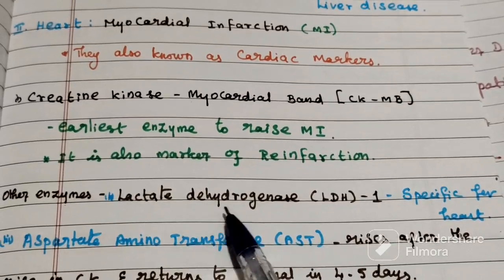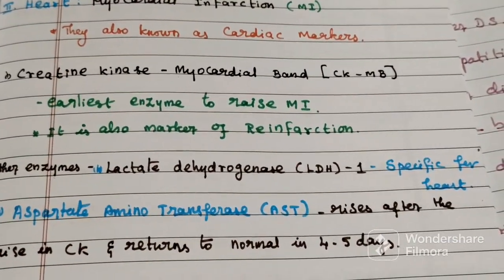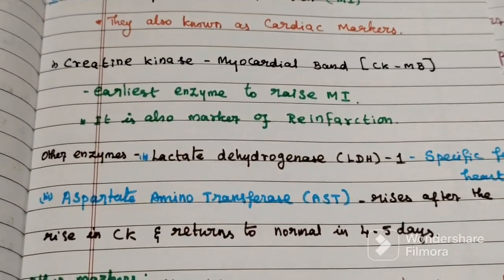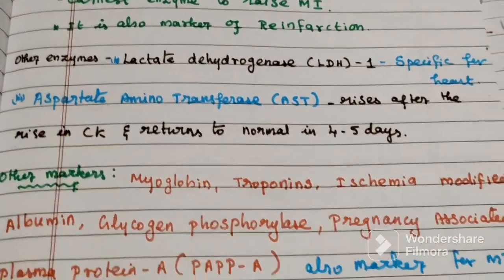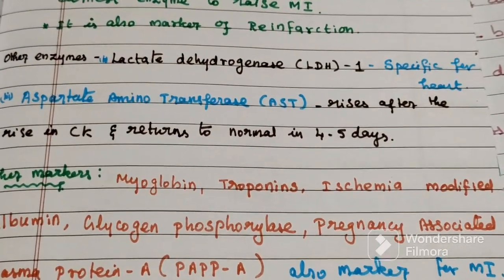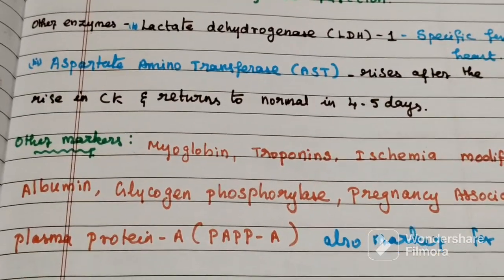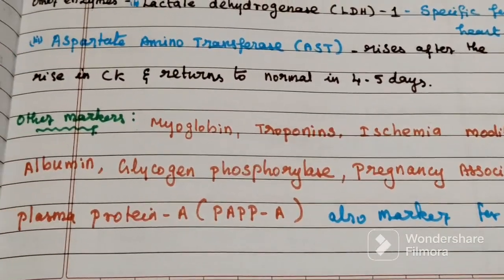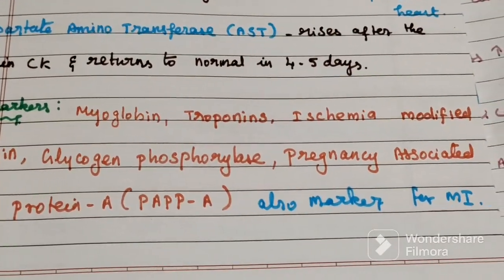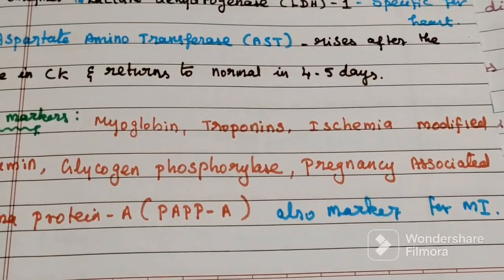CKMB, lactate dehydrogenase, aspartate aminotransferase. Then other markers like protein markers: myoglobin, troponin, ischemic modified albumin, glycogen phosphorylase, pregnancy associated plasma protein A also act as myocardial infarction markers.